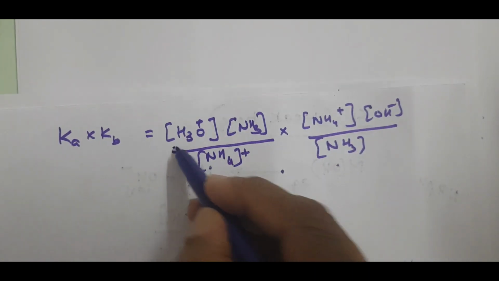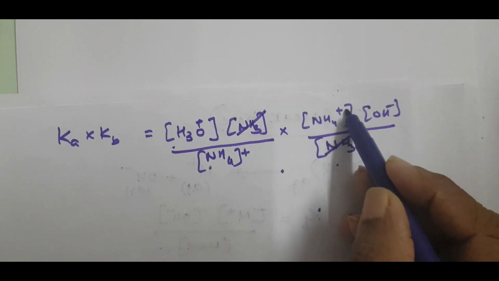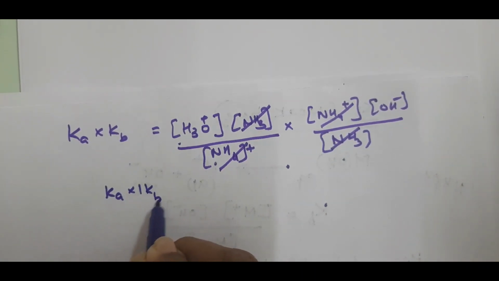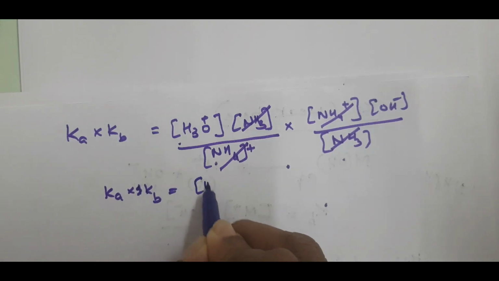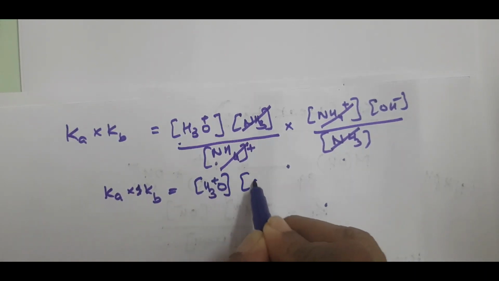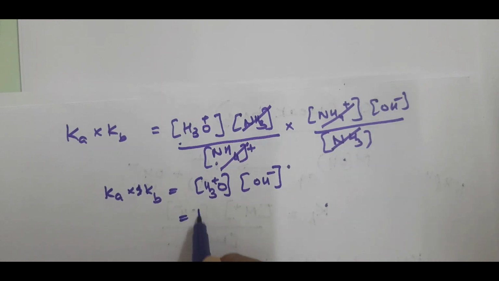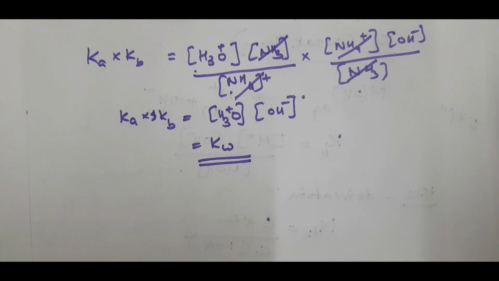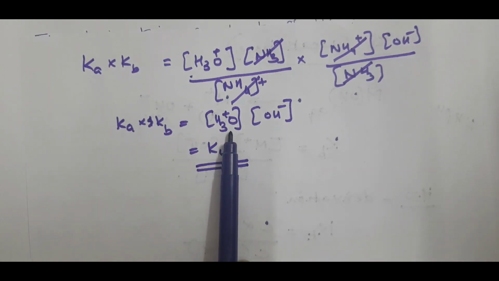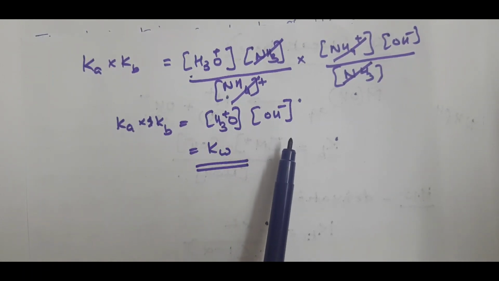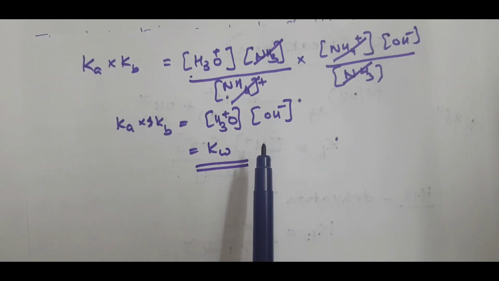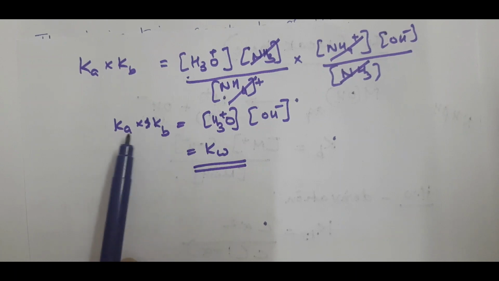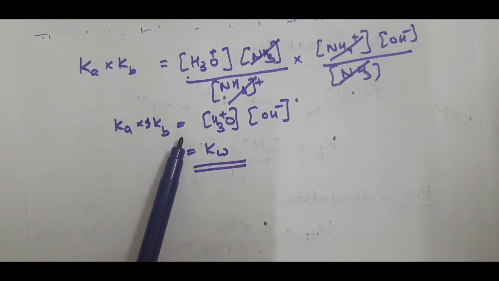Clear? Now, if you knock out NH3 and NH3, NH4 plus and NH4 plus, you will get Ka into Kb is equal to the concentration of H3O plus into the concentration of OH minus. So what is it exactly? It will be Kw. Am I right? So Kw is equal to the concentration of H3O plus into the concentration of OH minus. From this relationship we can say Ka into Kb is equal to the concentration of acid into the concentration of base.